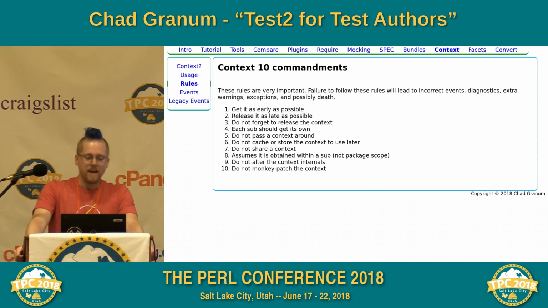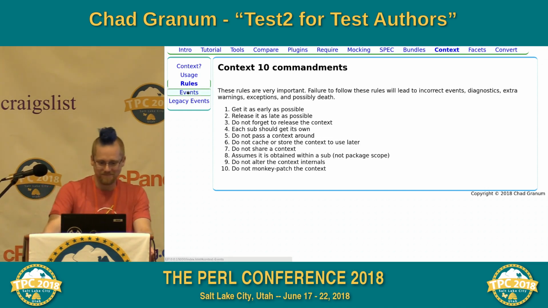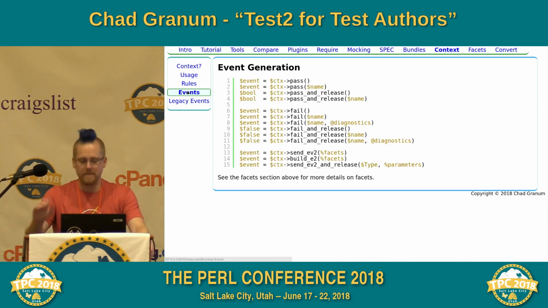There's a theme here. It assumes it is obtained within a sub, not at the package scope, though if you actually need it at the package scope, there is a hack to do that. Do not alter the context internals, and do not monkey patch the context. No support if you monkey patch the context. Make a pull request. I like features. I'll add it if it's sane.